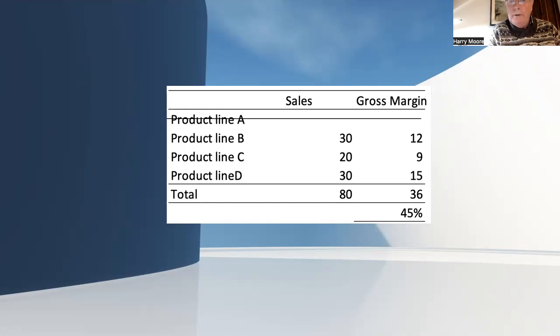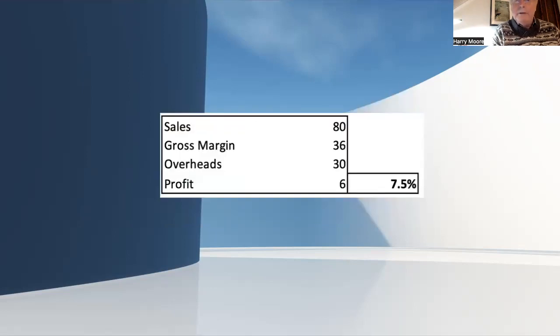Our gross margin, however, goes up to 36, which now means that we've got a gross margin of 45% on a turnover of 80. So it's a higher gross margin in absolute terms and in percentage terms, so more efficient, and that's going to impact directly upon the profitability of the business. So we're now into profit at a modest 7.5%. So that's a simple example of looking at our product lines, our service lines, identifying where the profitability of this particular business is made.